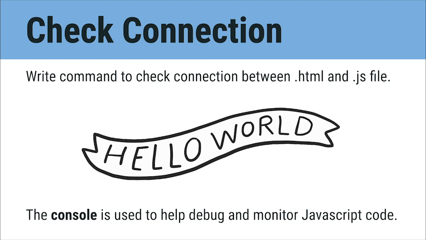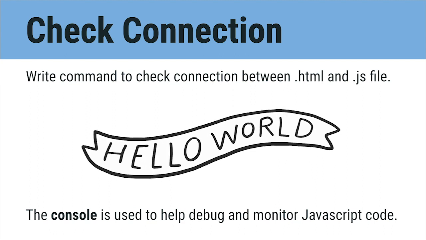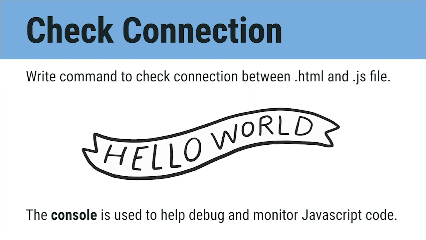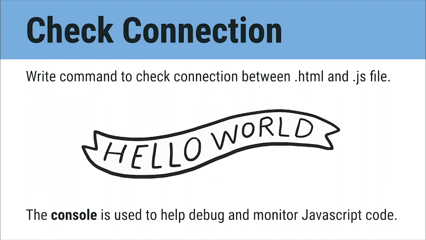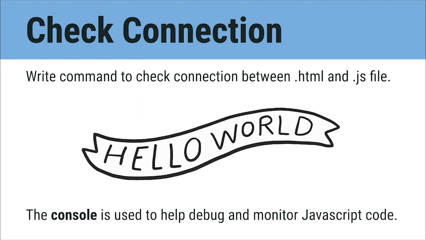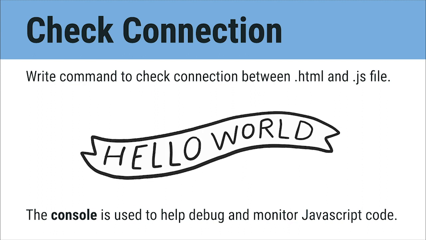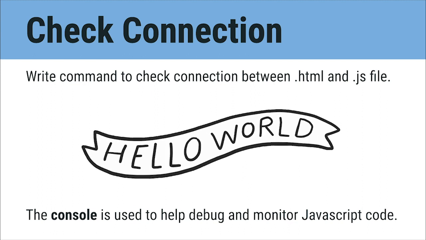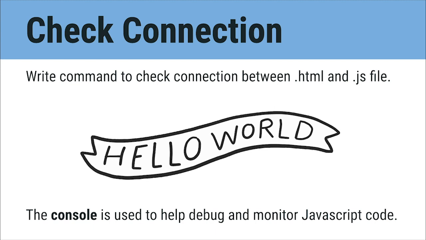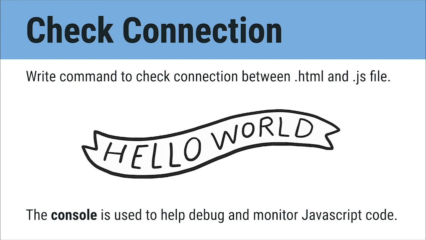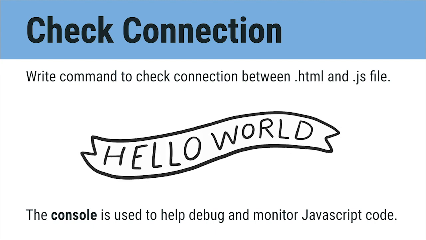Now is the moment we've been waiting for, the code! But before we start writing a bunch of code, it's good practice to check that our JavaScript and HTML documents are properly connected with the script tag we talked about earlier. If our documents aren't properly connected, then the JavaScript code won't actually change anything on our website. To check that they're connected, we are going to use the console.